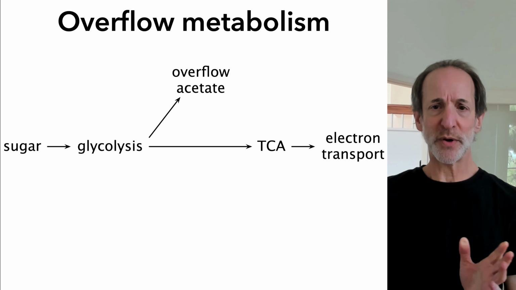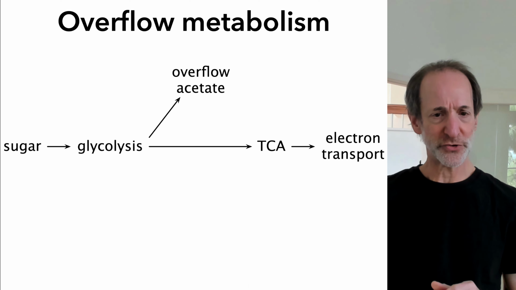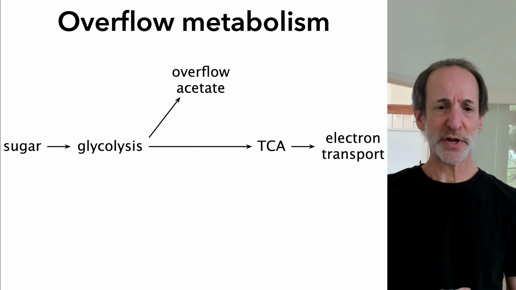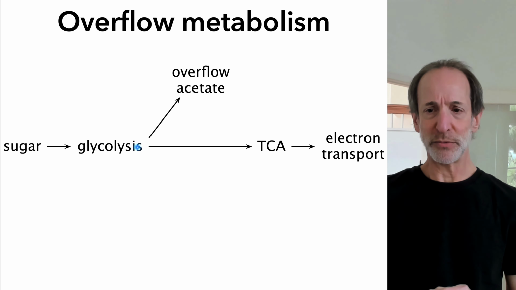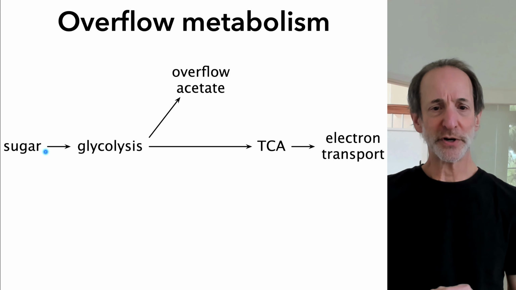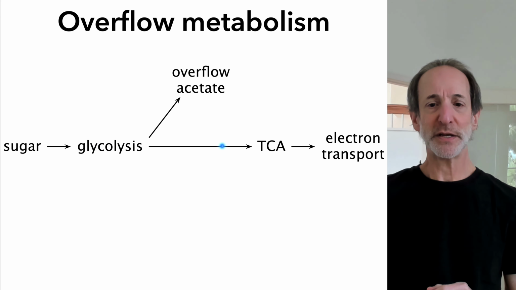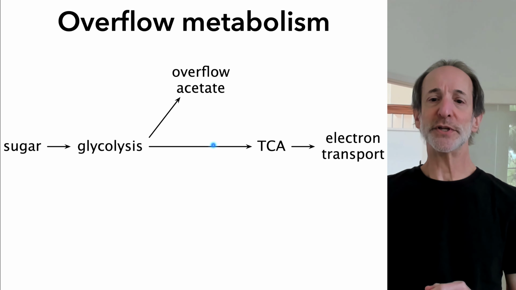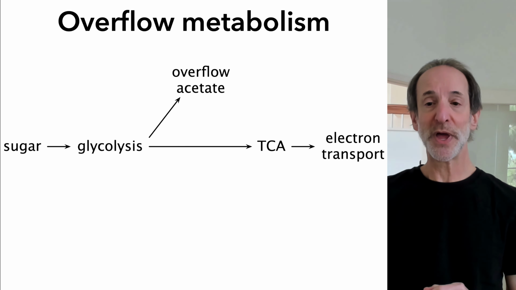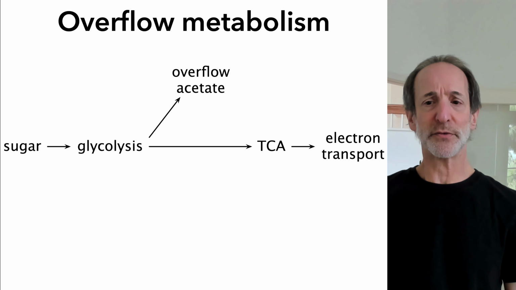And this occurs quite widely across microbes under certain circumstances. So here's the idea. This is core metabolism. Cells take up sugar, break up that sugar through glycolysis and produce pyruvate. Pyruvate is then transformed into molecules that get fed into the TCA or citric acid cycle. And the TCA cycle produces the molecules disequilibria that drive electron transport and oxidative phosphorylation.